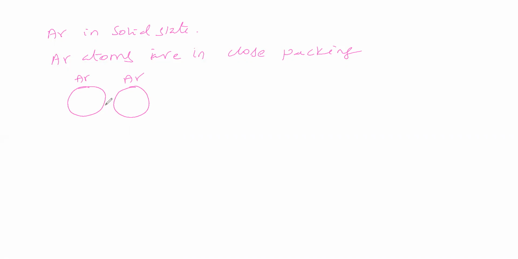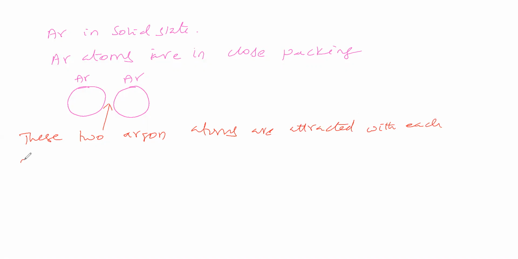Now between these two argon atoms, what type of attraction is there, that we will see. These two argon atoms are attracted with each other. That's why they are becoming solid. They are attracted with each other by the least force of attraction.